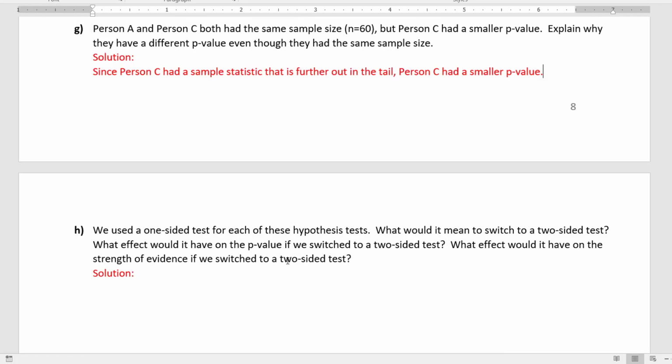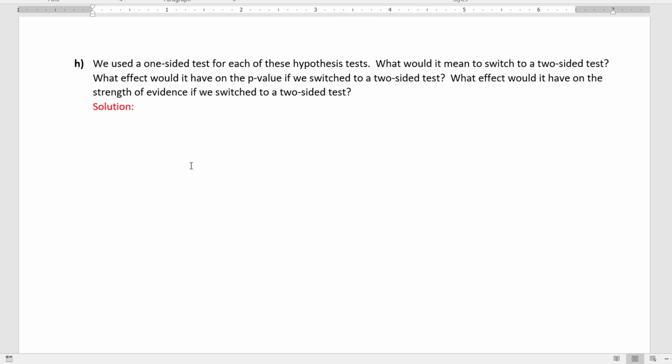p-value. And part H. In part H, it says, we used a one-sided test for each of these hypothesis tests. Remember, we did that because our alternative hypothesis was that pi is less than 1/3. So when we calculated a p-value, we counted sample statistics that were like ours or less. That's one-sided. What would it mean to switch to a two-sided test?